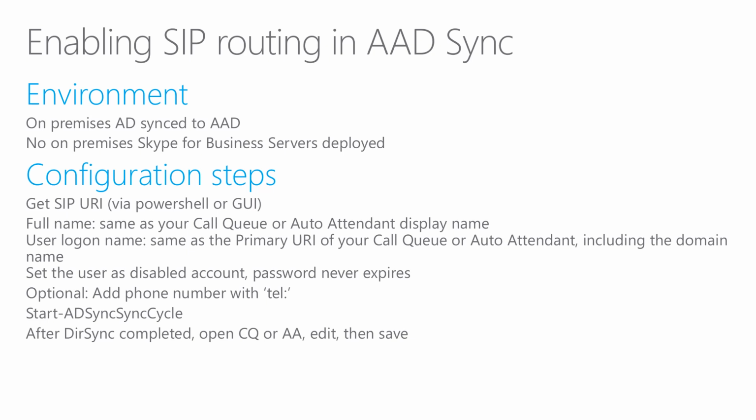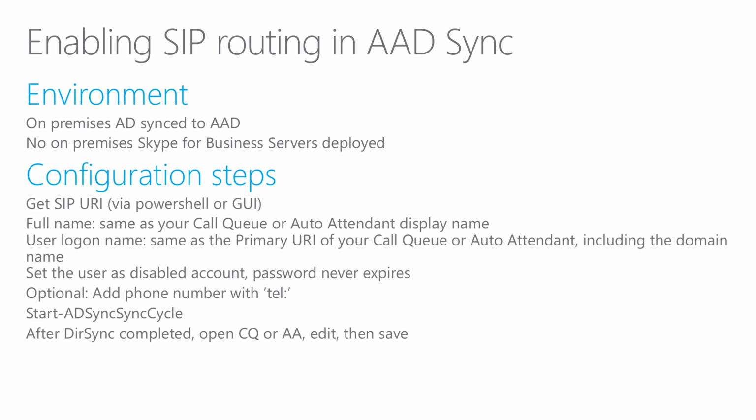So to enable SIP routing in an Azure Active Directory sync environment, you should do the following steps. Your environment has an on-premises AD that's synced to Azure Active Directory, and there are no on-premises Skype for Business servers deployed. You should get the SIP URI for the auto attendant or online call queue via PowerShell or the GUI. Then create a local object to which you set the full name the same as your call queue or auto attendant display name. The logon name must be the same as the primary URI of your call queue or auto attendant, including the domain name.